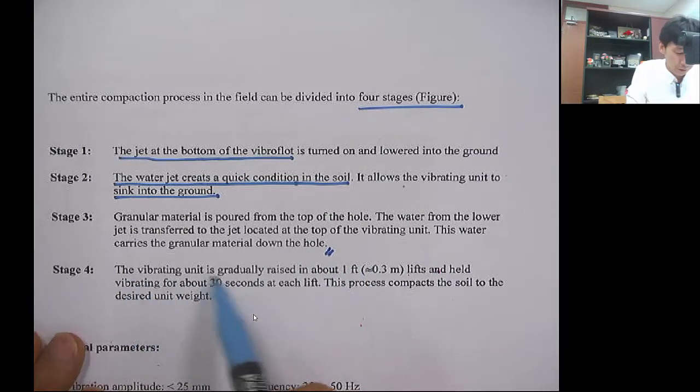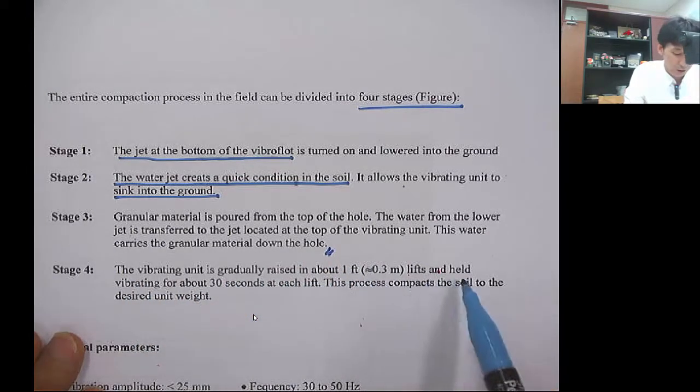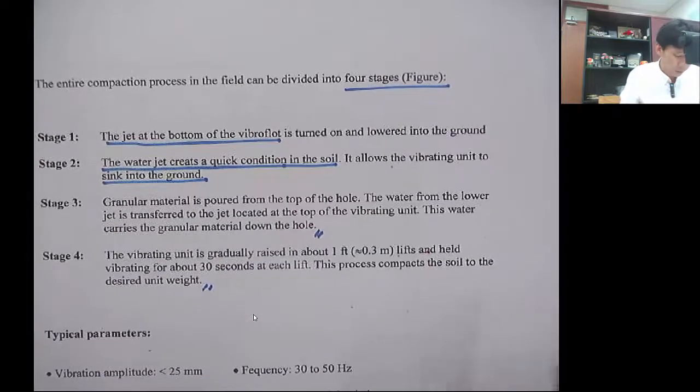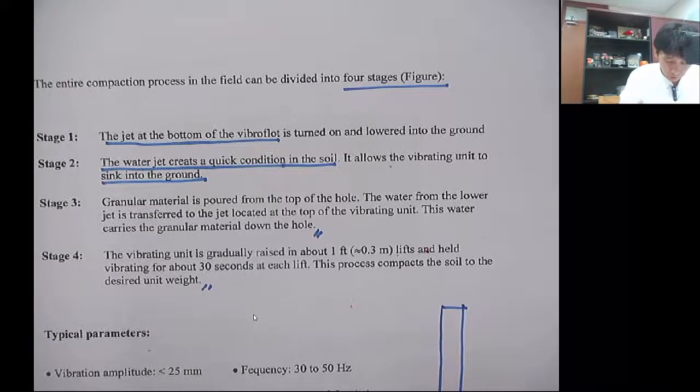And the vibrating unit is gradually raised in about 1 foot lifts and held vibrating for about 30 seconds at each lift. And this process compacts the soil to the desired unit weight. So typically the vibrating unit is a long rod shape. And so this has the vibrator.